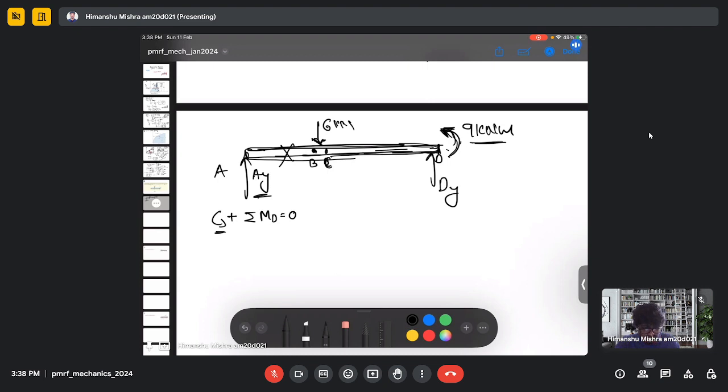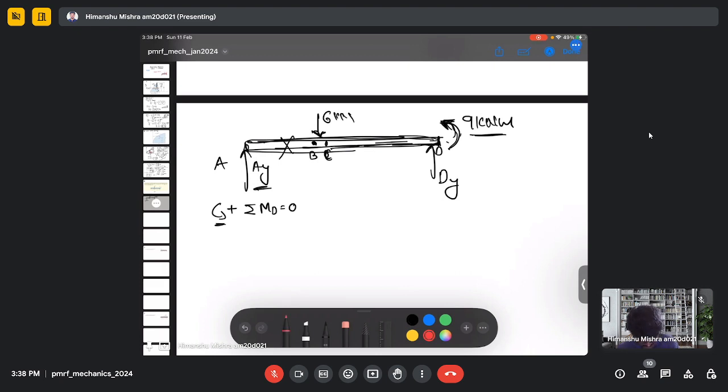and if we are actually taking the moment at point D, then the moment will be created by this force Ay, by 6 kilonewton, and by this moment. So instead of this moment, let's imagine if there is a force here. In that case, there will be no moment due to this force, because the normal distance of this point force to D is 0, because it is actually exerting at D. So there will be no moment due to this force. But if there is an external moment, then we need to consider that external moment here.